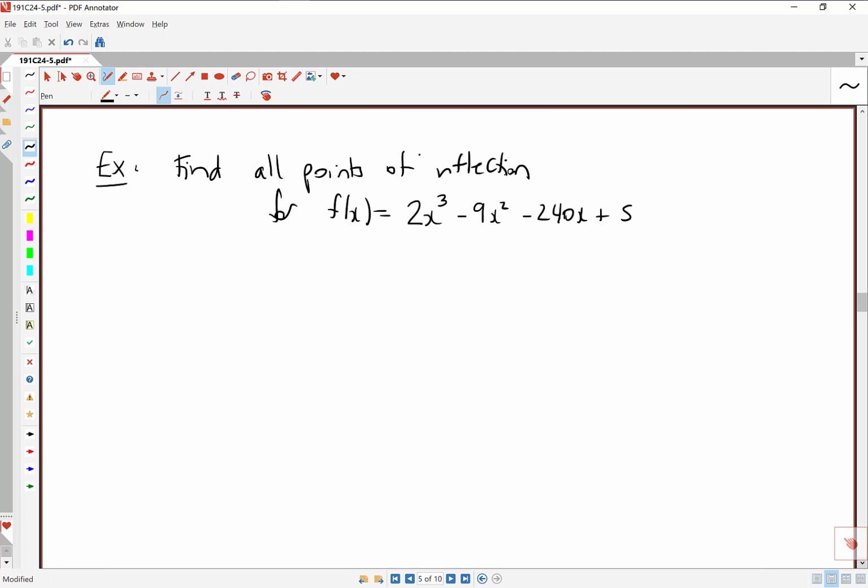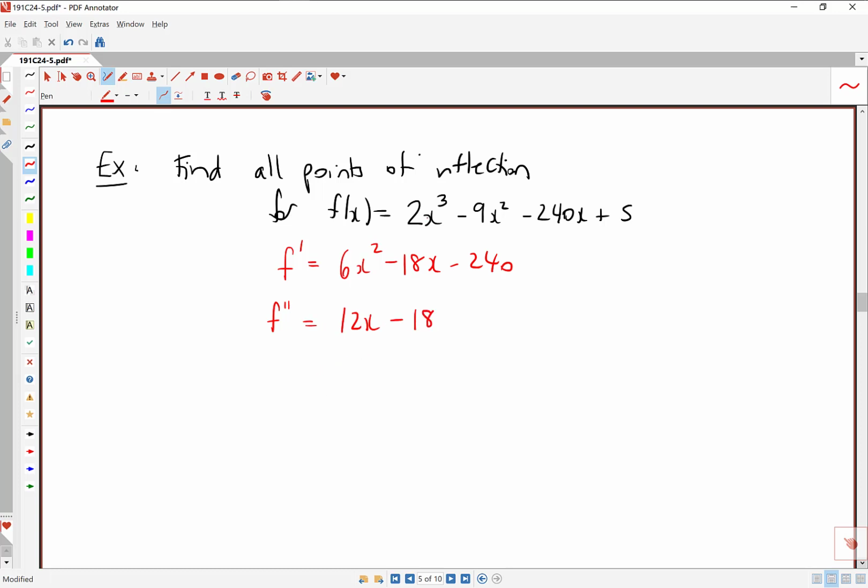So we are going to find all points of inflection for this particular polynomial, and that may look familiar because that's the same polynomial that we worked with in our first example. The main thing to realize here is that that's going to involve the second derivative. So we're going to calculate f prime, and then we're going to calculate f double prime. Let's try that. So f prime is 6x squared minus 18x minus 240, and f double prime is 12x minus 18.